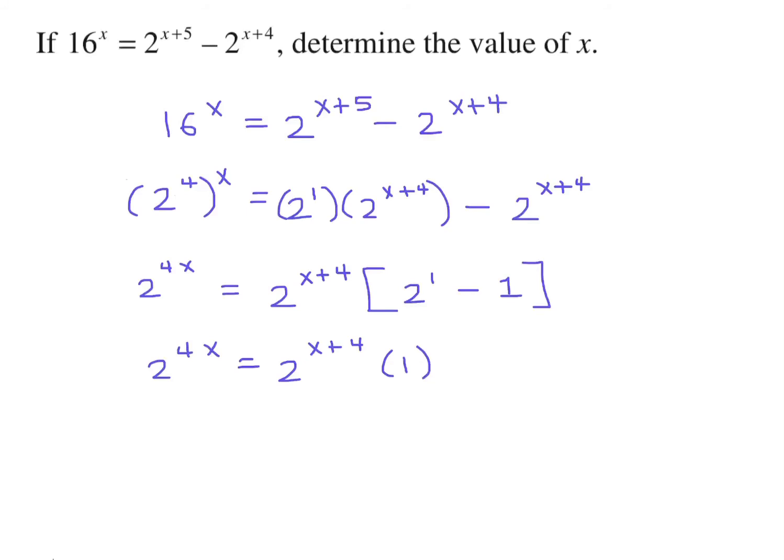And there you go. So that means that since the bases are the same, the exponents must be equal. So this boils down to just 4x is equal to x plus 4. And therefore 3x is equal to 4, and therefore x is equal to 4 over 3. And that is the right answer.